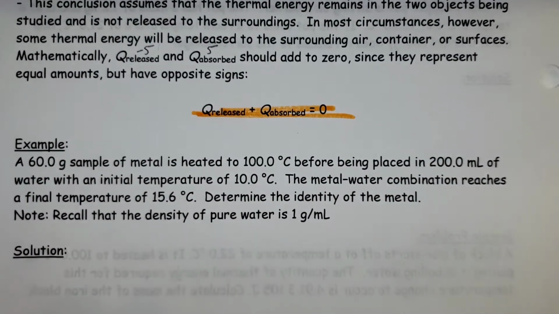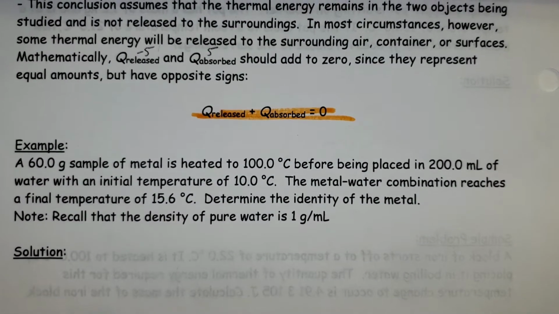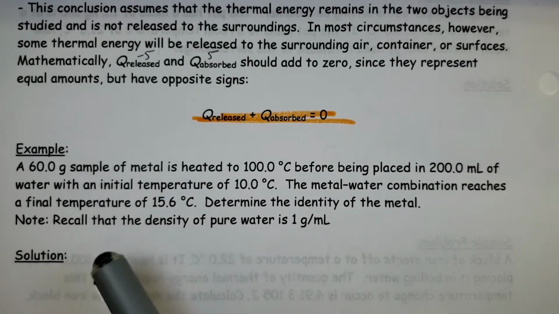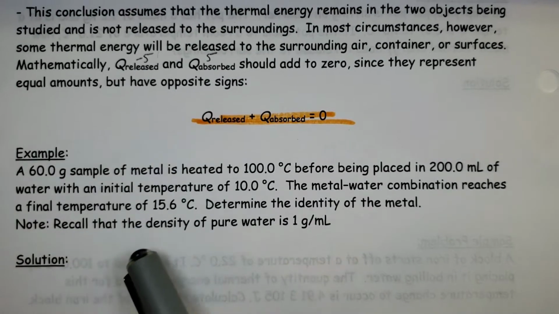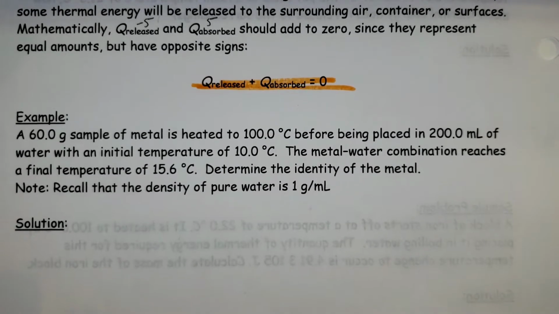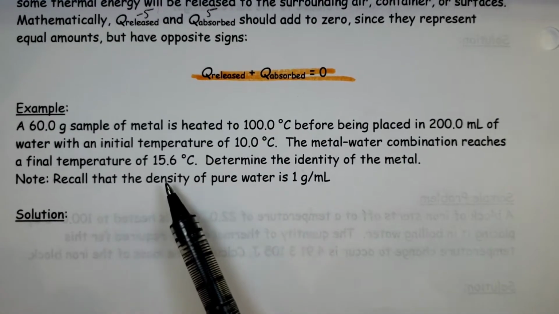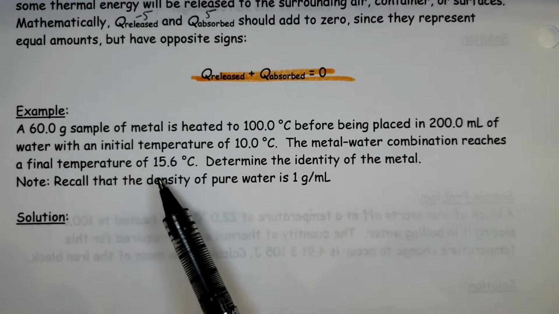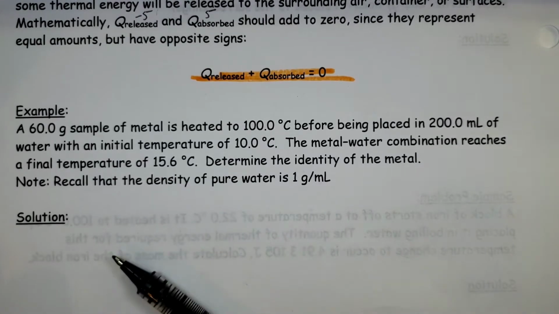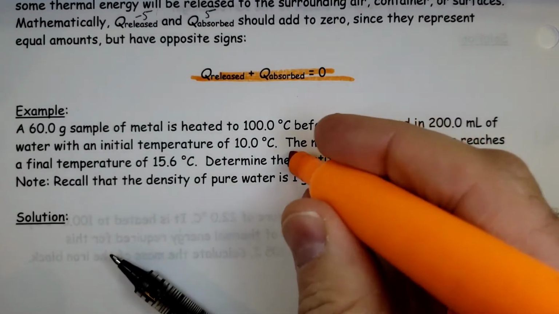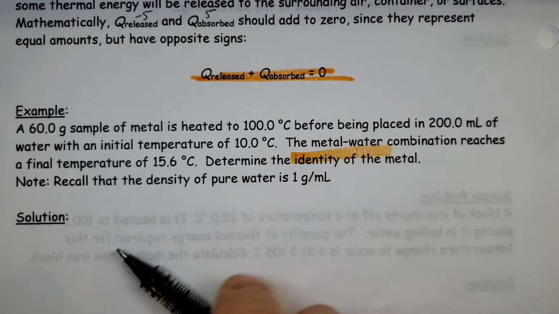All right, so we'll look at an example here. Quite a few examples. You'll try some. So if we look at this one, a 60-gram sample of metal is heated to 100 degrees C before being placed in 200 mL of water that has an initial temperature of 10 degrees. The metal-water combination reaches a final temperature of 15.6 degrees. So again, they reach the same temperature. And then determine the identity of the metal.